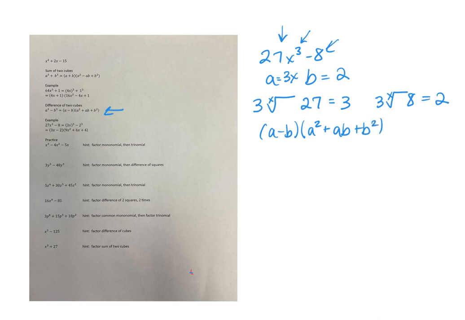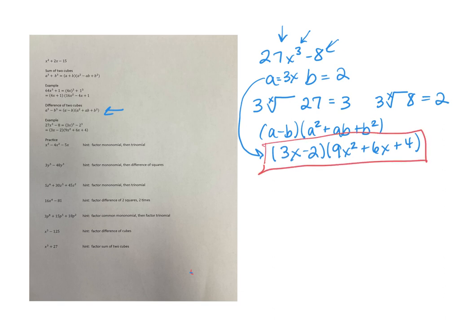Since we know a and b, we're just going to plug those into our formula. So I have 3x minus 2 times a squared, which is 3x squared, which is 9x squared, then plus a times b, which is 3x times 2, which is 6x, then plus b squared, which is 4. And there is our answer for that example.